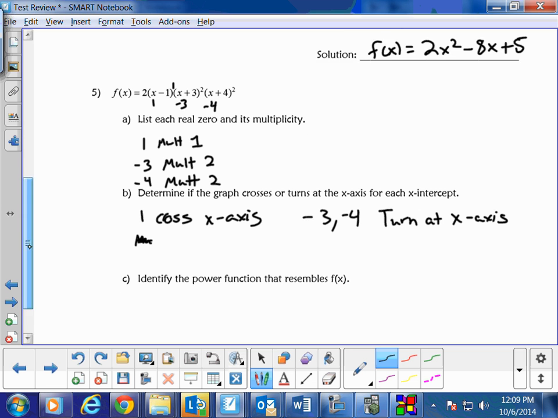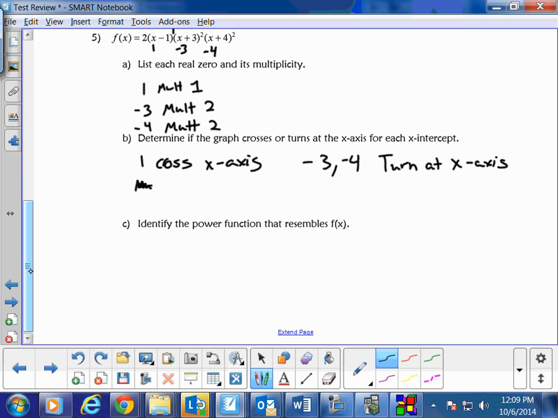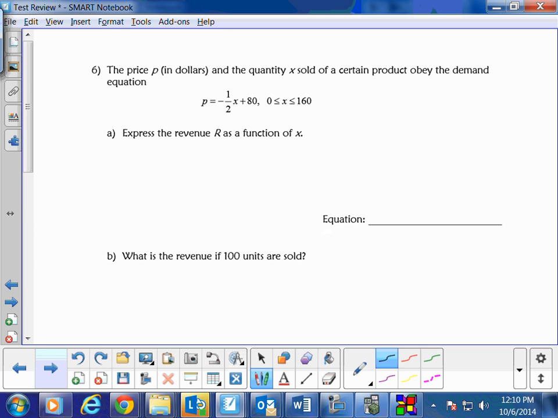Okay, identify the power function that resembles f of x. The power function is just taking the degree. So you take the degree of this function, it's going to be 1 plus 2 plus 2, which equals 5. So my power function then is just x to the 5th. That's what's going to resemble it in my case. And it's just found by taking the degree and applying it. Okay, great. Let's go ahead and move on with the rest of this review.